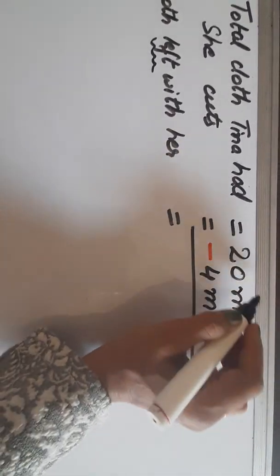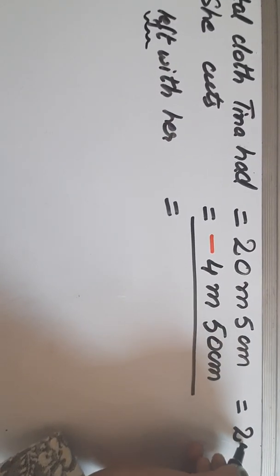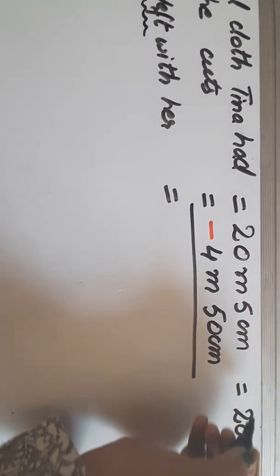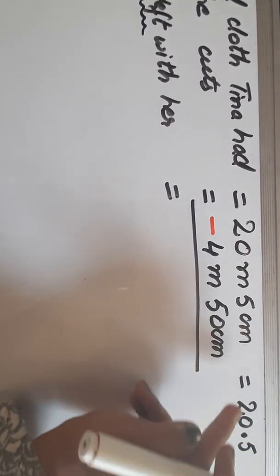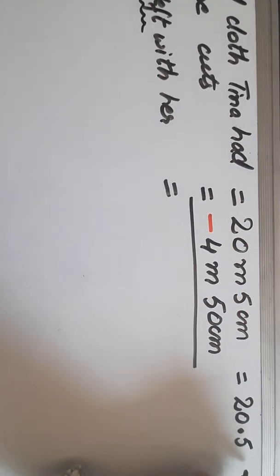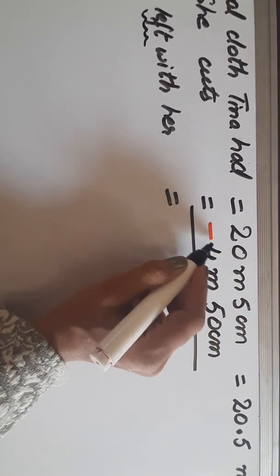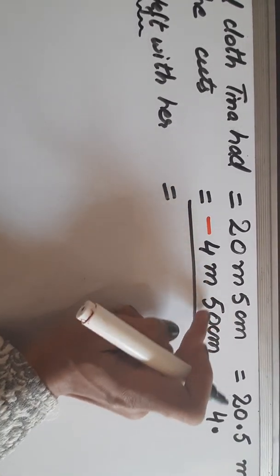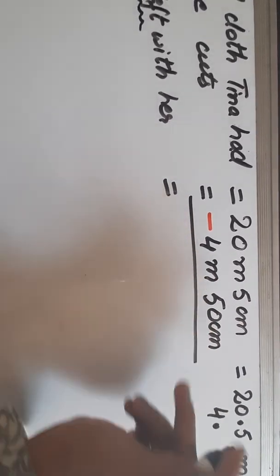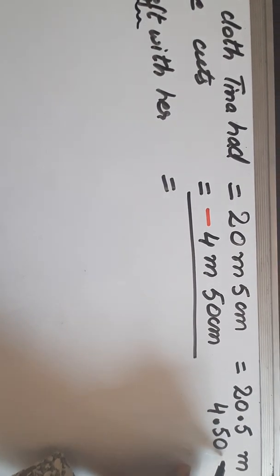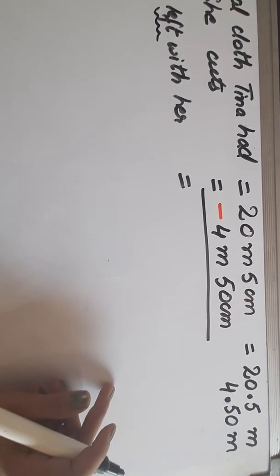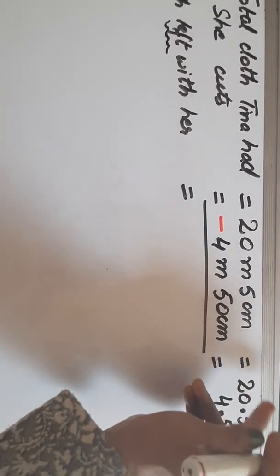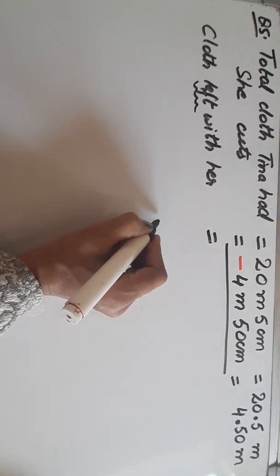So we can directly write it as 20, and for centimeters, place a decimal 5 and it will get converted into meters like this. Similarly, we can write this as 4 point, for centimeters we'll write 50, and this will get converted into meters, right? So how we have done it, let me show you that calculation also in the rough.